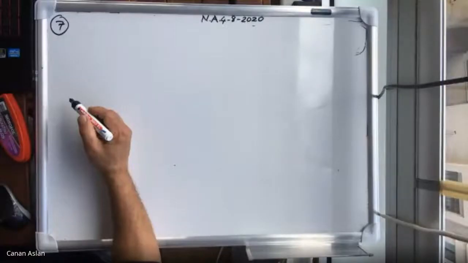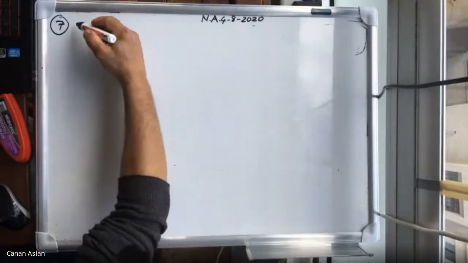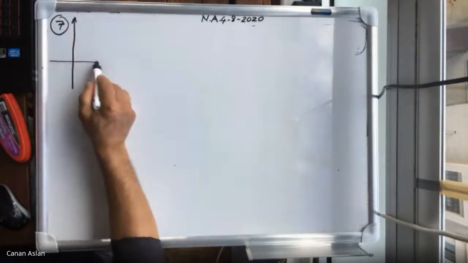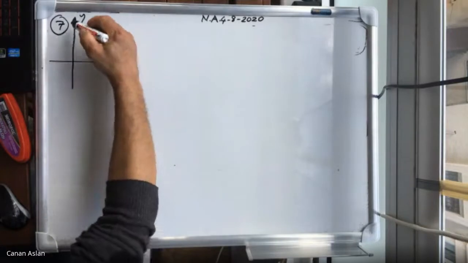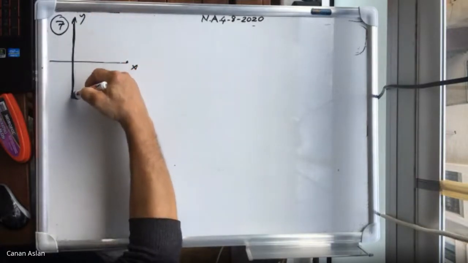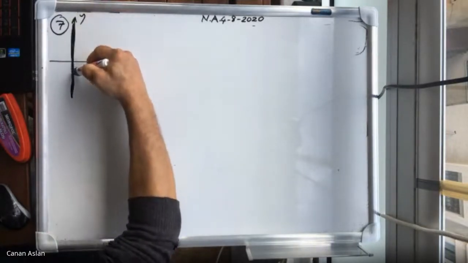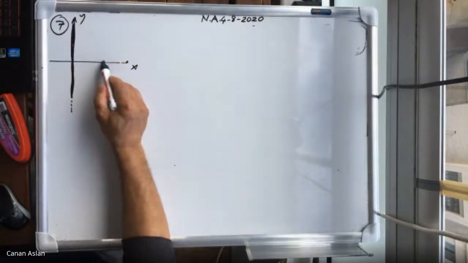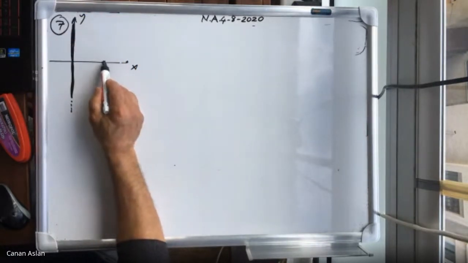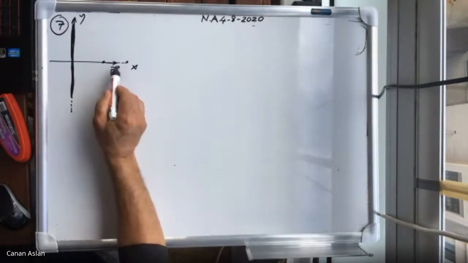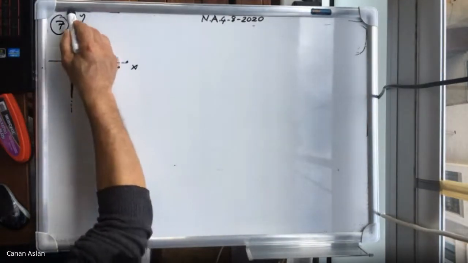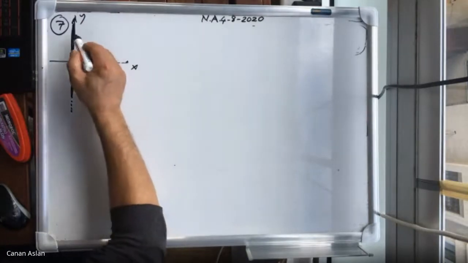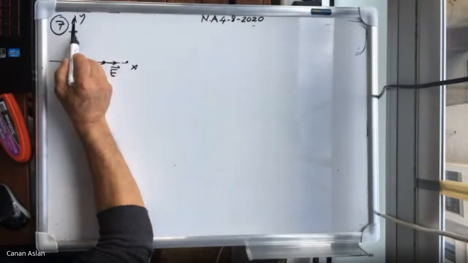Hi everybody. Today we are solving this question. We have an XY coordinate system, and there is a cable which is infinitely long. The cable is going up and down, and we would like to find the electric field at this point. We expect the electric field to be in this direction because of the symmetry, and the cable is very long.